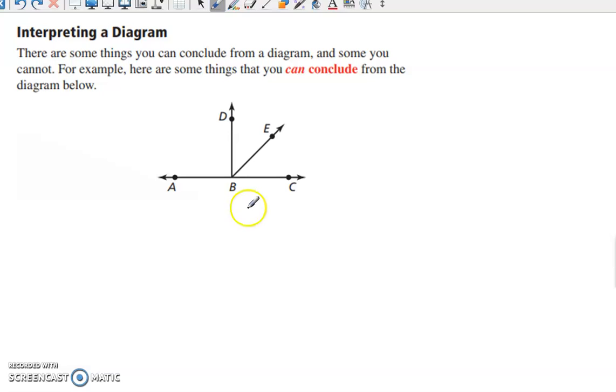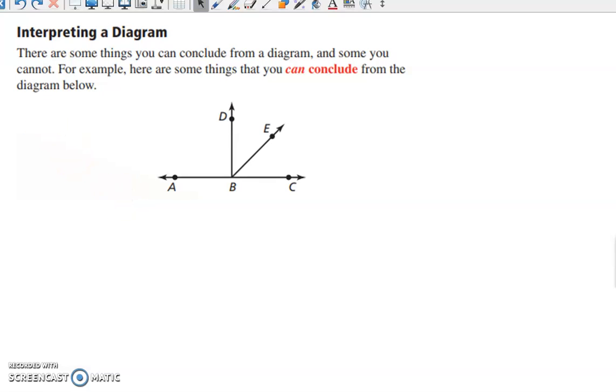All right, so what can we conclude? We can conclude that A, B, and C are collinear. We can conclude that the angles DBE and EBC are adjacent, and ABD and DBE are also adjacent. We can conclude that B is between A and C.